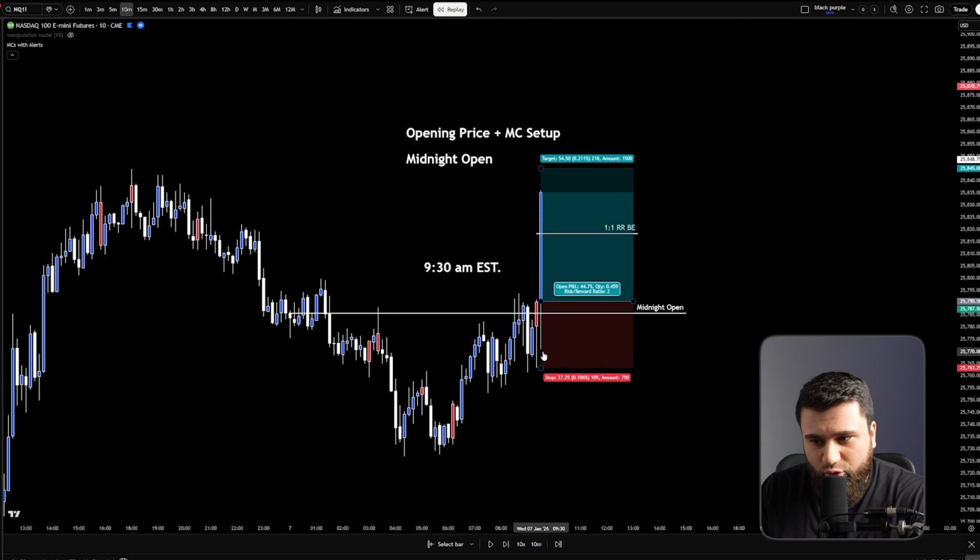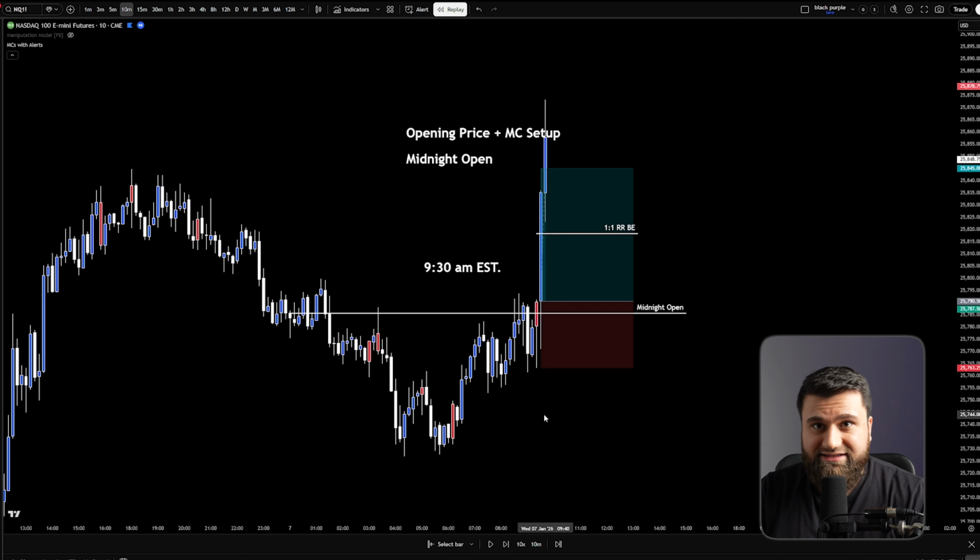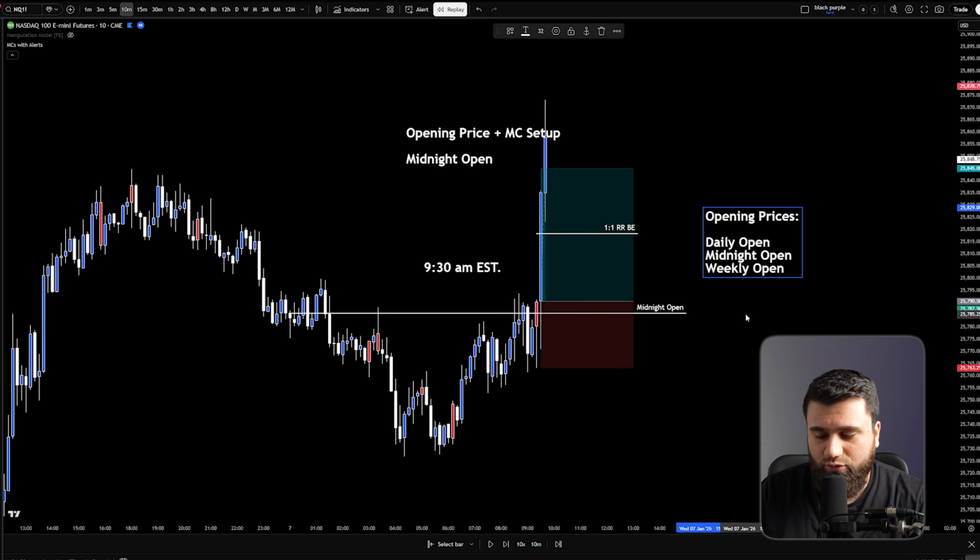Boom, we have a deep retest, but the low still holds, and then we hit the take profit, and that's it. So right here are the opening prices we will take the trades off of, so you can go ahead and take a screenshot.